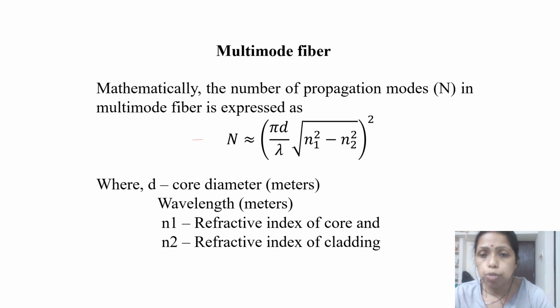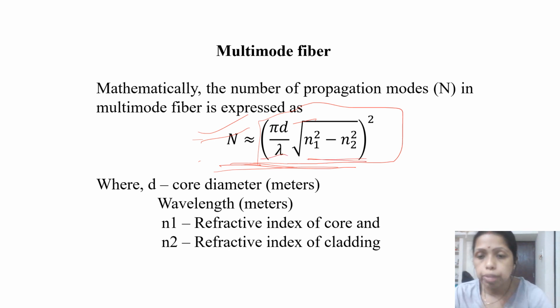For the multi-mode fiber, I have already discussed the mode formula. How many modes are available in a multi-mode fiber depends on the diameter of the fiber, the wavelength of the optical signal, and the numerical aperture, because the numerical aperture defines the light gathering capability. So that defines the modes of the multi-mode fiber.